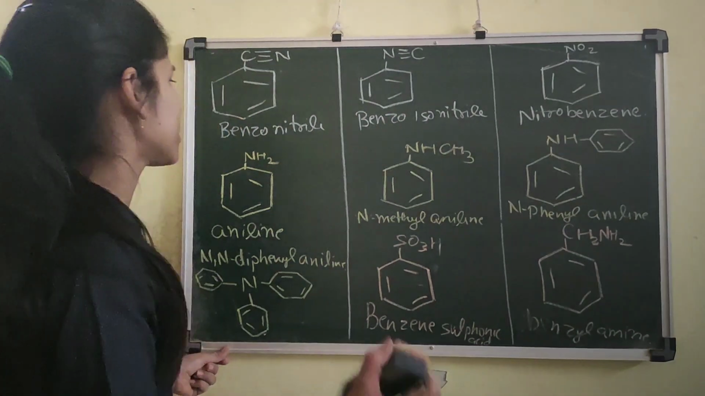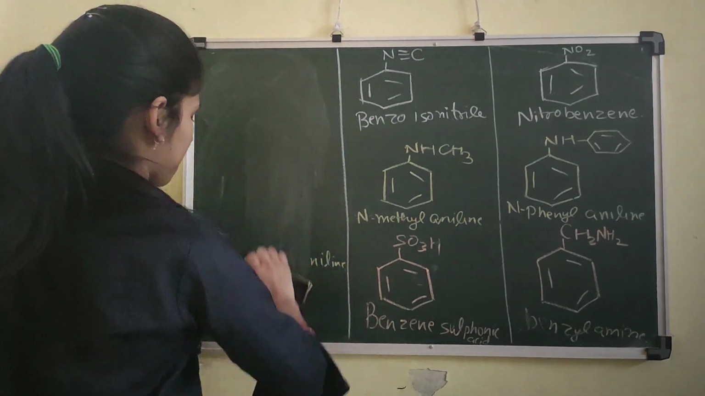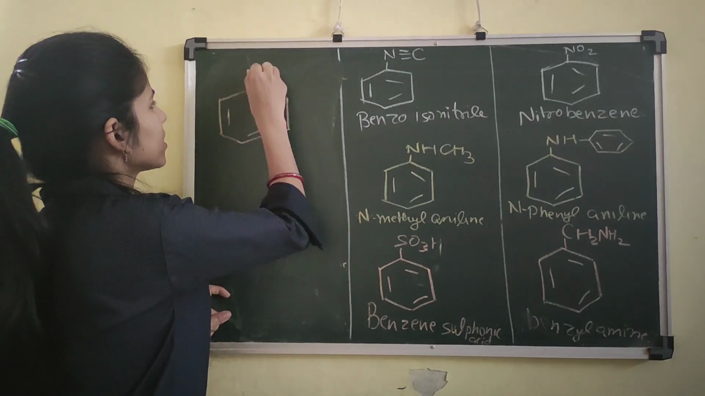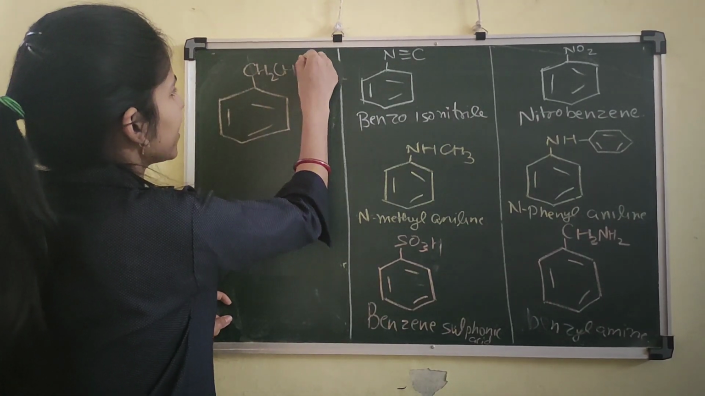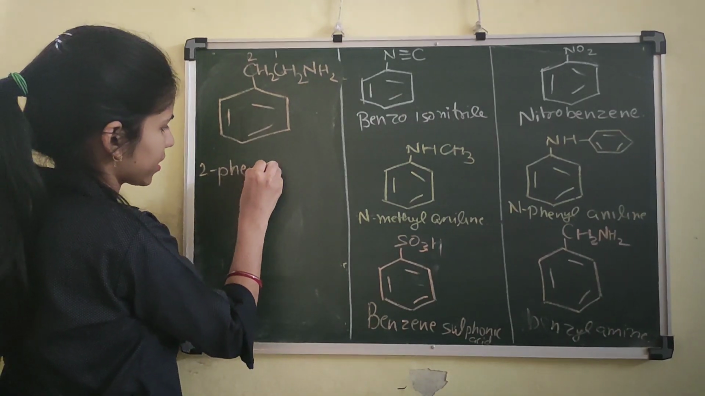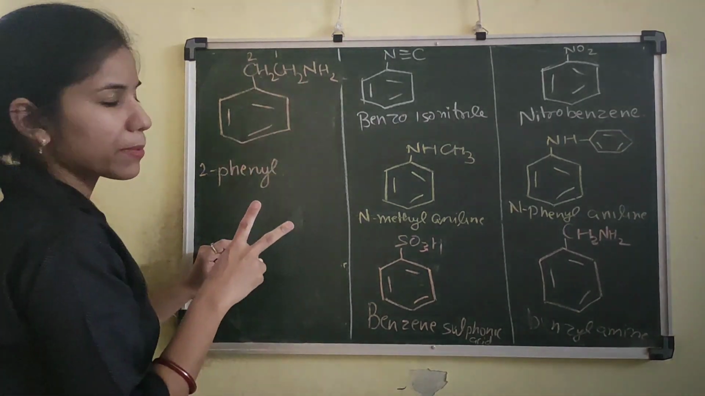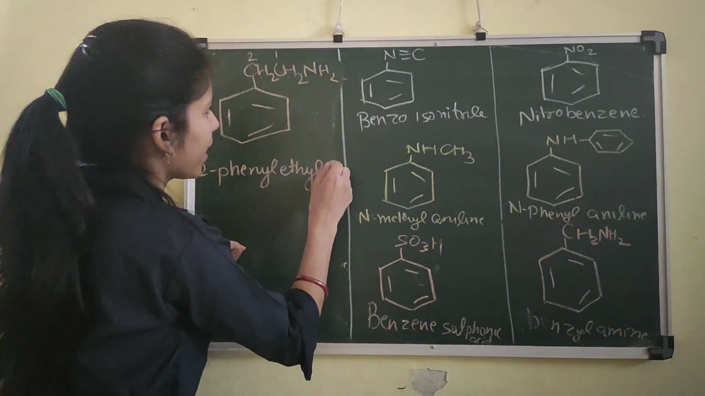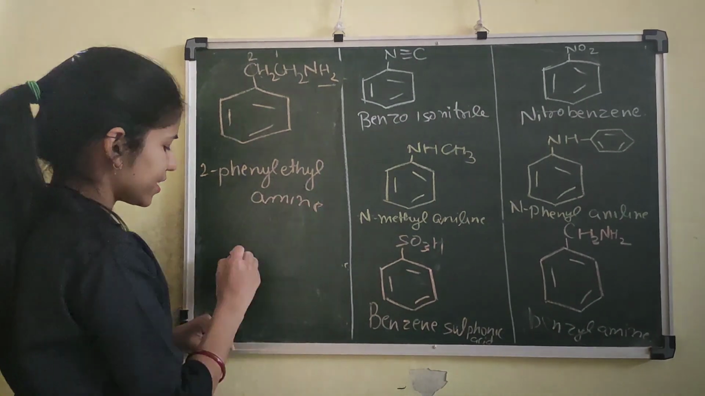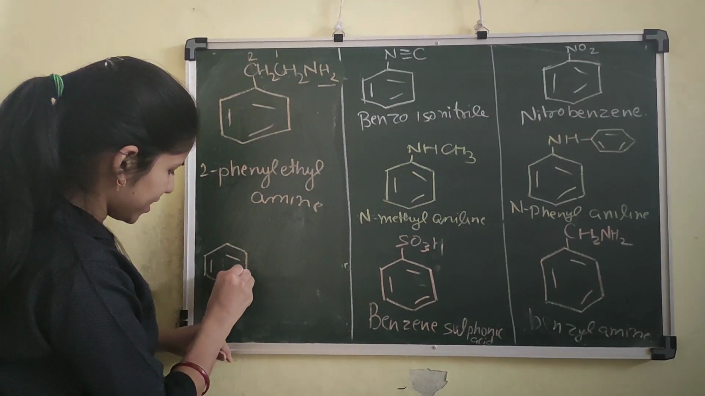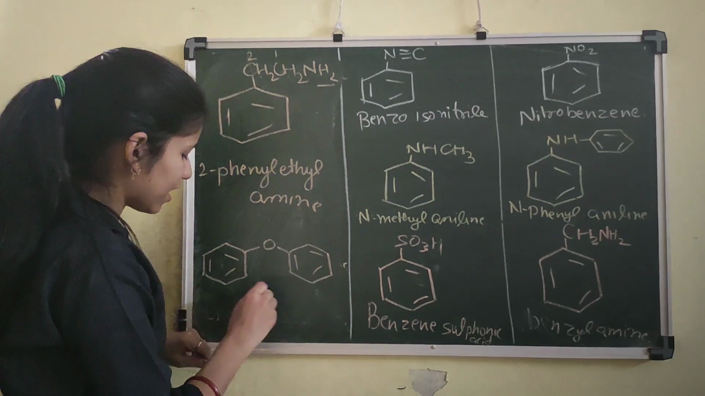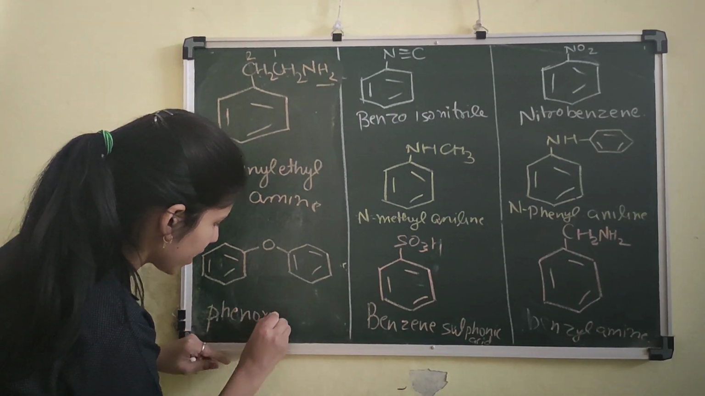Now the next example is a benzene ring attached with CH2, CH2, NH2. So this is called 2-phenyl, and these are 2 carbon atoms, so ethyl, and NH2, that is amine. So this is called 2-phenylethylamine. And the next group: if two benzene rings are attached with oxygen, this is called phenoxybenzene.